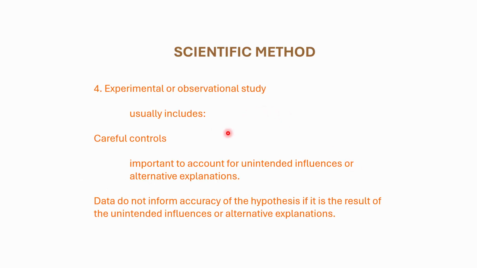Now, their study had to include controls. These are important to account for unintended influences or some kinds of alternate explanations for the results. The data will not inform the accuracy of the hypothesis if it's the result of any kind of unintended influence or any kind of alternative explanation.